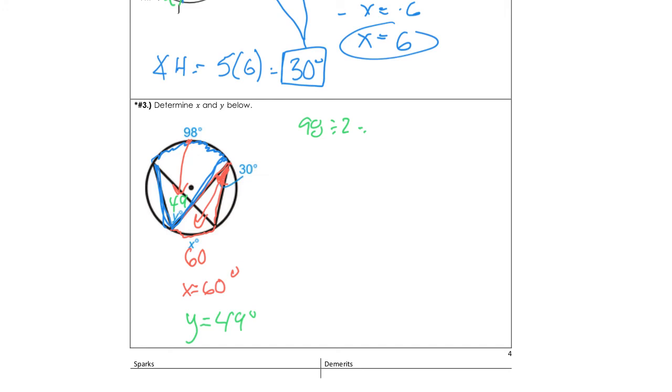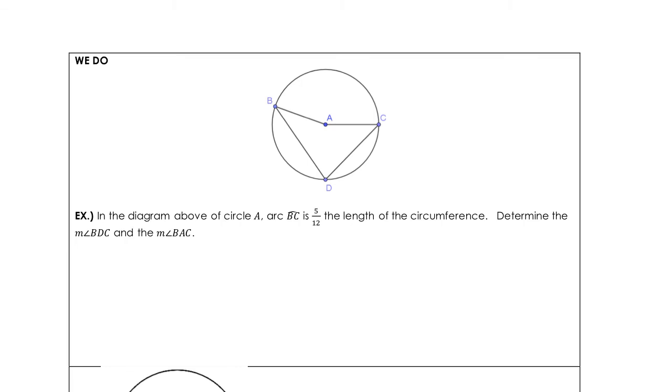Now we're going to go to that. Actually, one more question, then the exit ticket. Another type of question you might see with arcs and angles is a little different than normal. They don't give us the degrees. They give us B to C is 5/12 of the circumference.